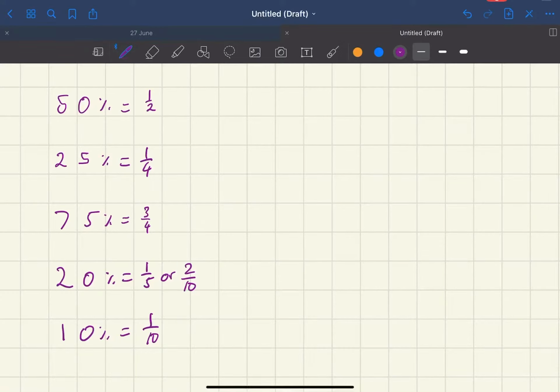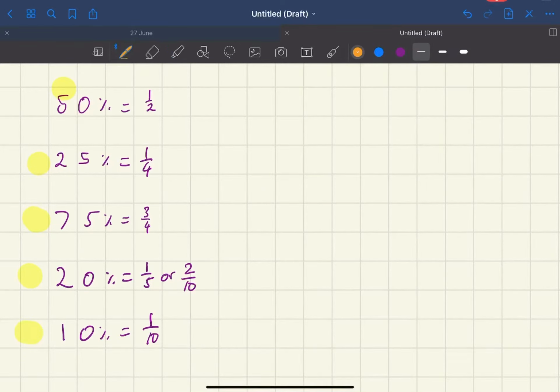Finding fractions and percentages of amounts is easy if you know what to do. Over here on the left, I've written some key information that you will need to know. So say, for example, I have got 50%, that's the same as a half, 25% is the same as a quarter, 75% is 3/4, 20% is the same as 1/5 or 2/10, and 10% is 1/10.